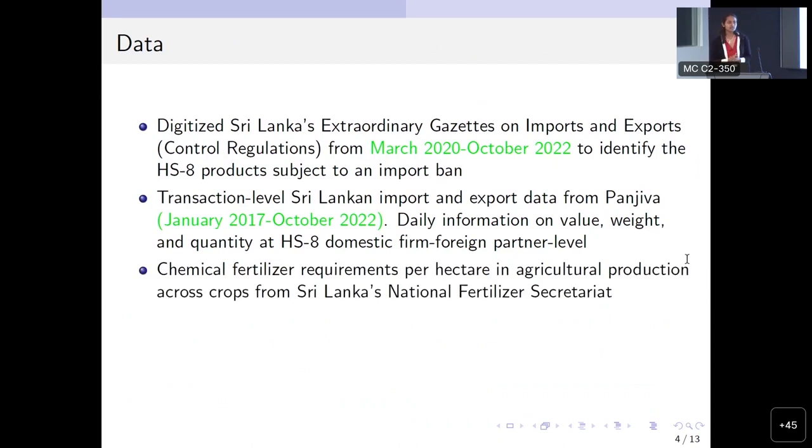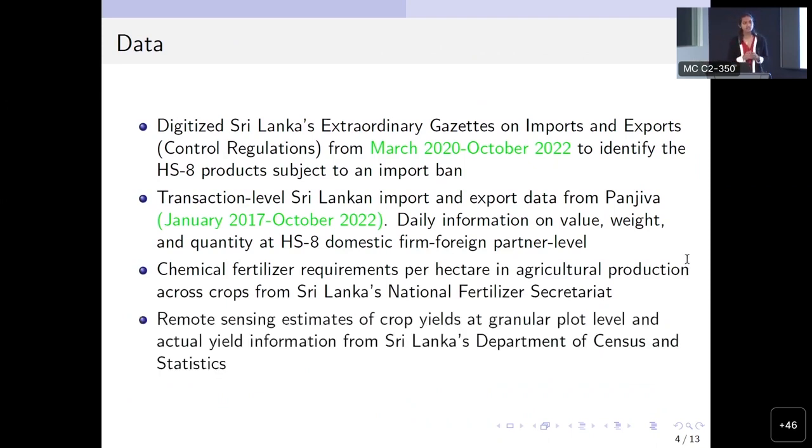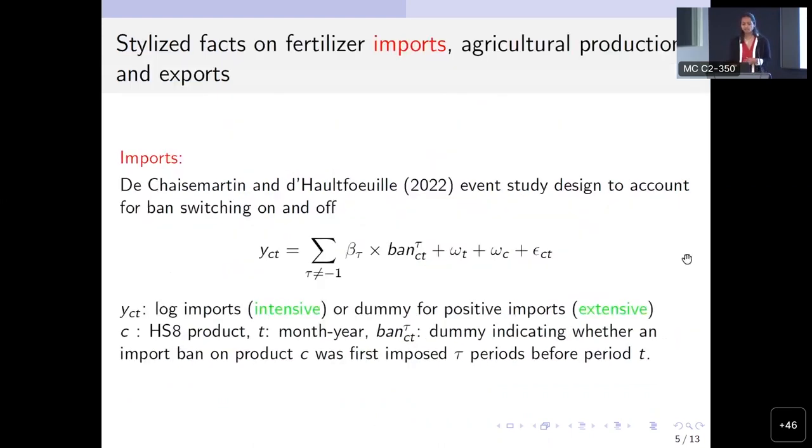We get chemical fertilizer requirements per hectare across many different types of crops from Sri Lanka's National Fertilizer Secretariat. In addition, we use state-of-the-art remote sensing methods to predict yield at a granular plot level. And we compare this with actual yield information from Sri Lanka's Department of Census and Statistics, which are available at a more aggregated level, the district.